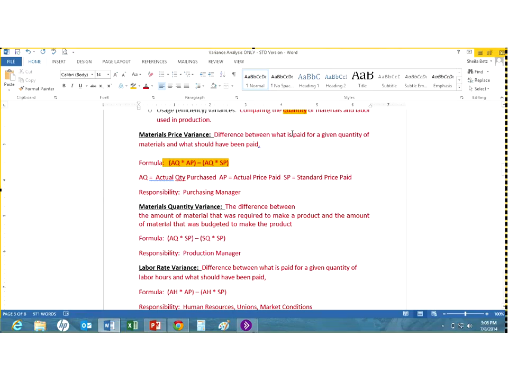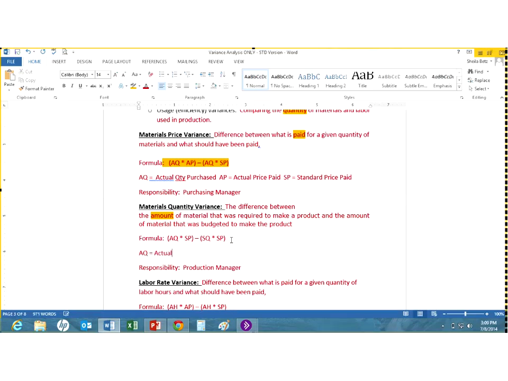Then we have the materials quantity variance. With the materials price variance, we're focusing on what we paid. With the material quantity variance, we're focusing on the quantity of material that we used versus what we had expected to use. So for this formula, AQ is going to equal the quantity used, not necessarily the same as the AQ up here. SQ is the standard quantity, what we had predicted we were going to use, and SP is the standard price.